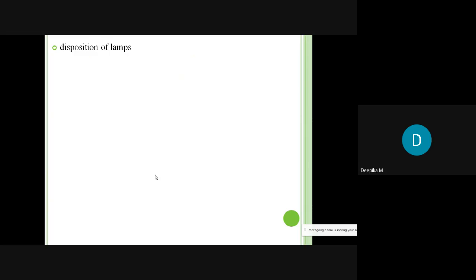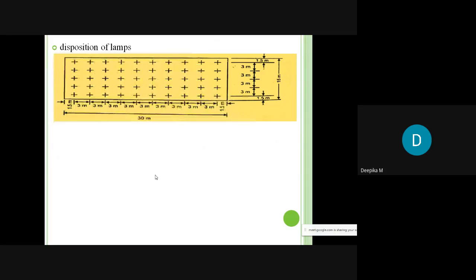Next, we have the disposition of lamps. To draw that, you have to draw this diagram. You have to draw this diagram thoroughly. This is the disposition of lamps diagram.